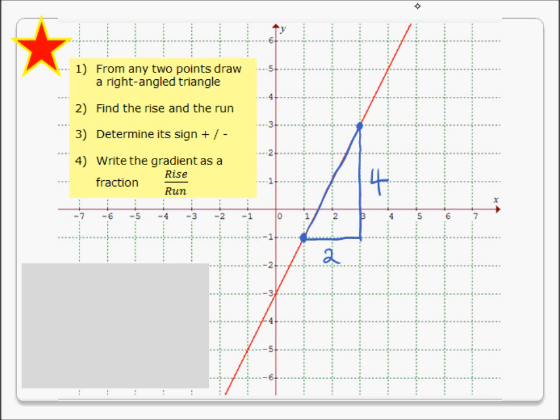I also know that this graph is heading up in a positive direction. So now I can write the gradient. Rise over the run will equal positive 4 over 2. Well, there's a better way of writing 4 over 2. Positive 2. So that's my gradient.